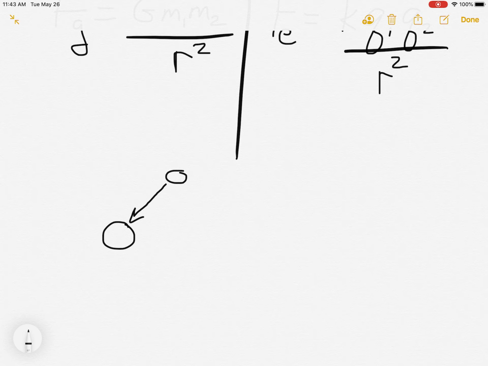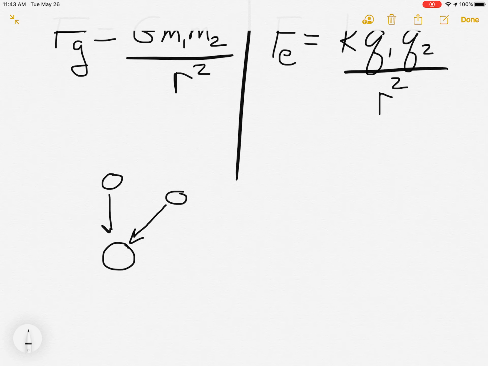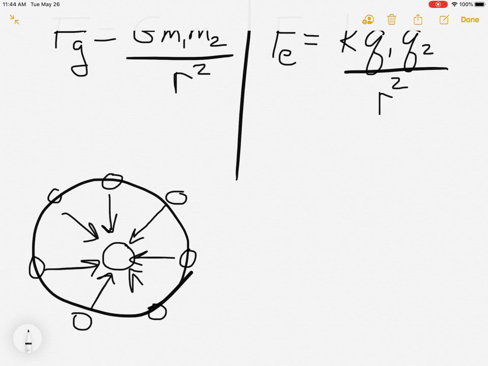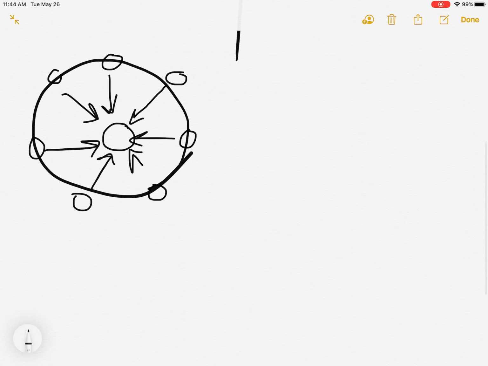there was an attraction, which means this object would feel a force towards the other object. And it wouldn't matter where it was. The reason we use r is because it's a radius, right? Anywhere around here, all of these objects, which are about the same distance away in a radius of this circle, would experience the same amount of force. And they would all be pulled in towards this object. And so what we describe is a force field.